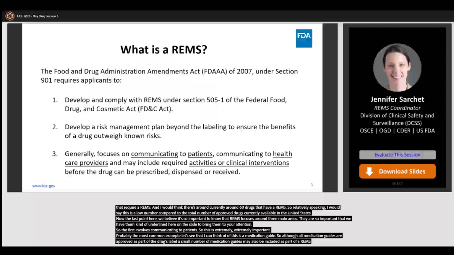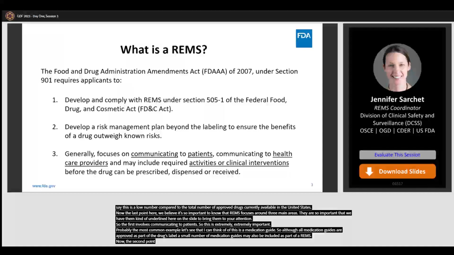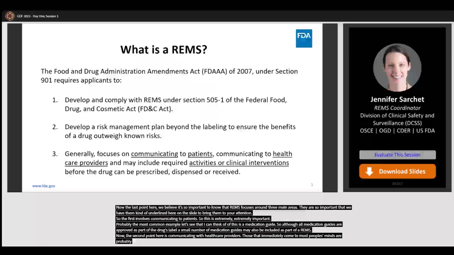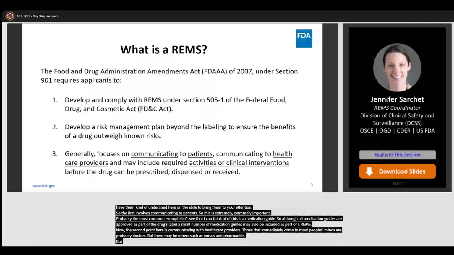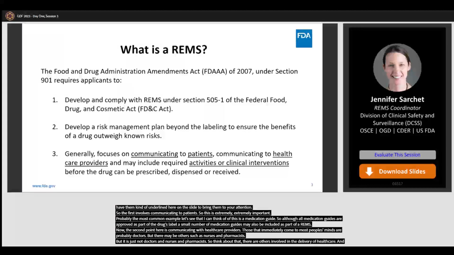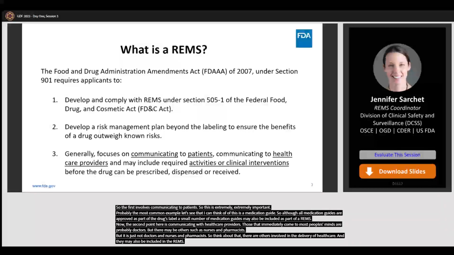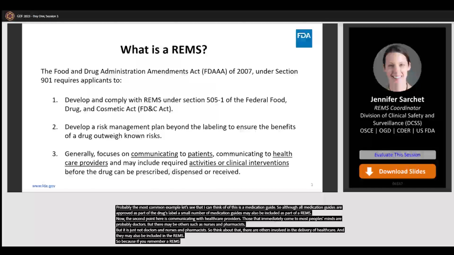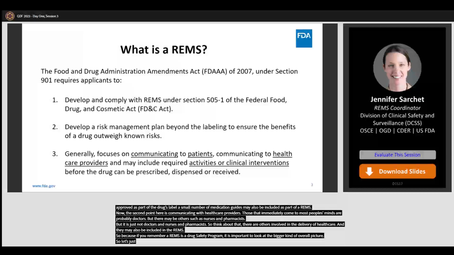The second point here is communicating with healthcare providers. Those that immediately come to most people's minds are probably doctors, but there may be others such as nurses and pharmacists. But it is not just doctors and nurses and pharmacists. Think about that. There are others involved in the delivery of healthcare, and they may also be included in a REMS. Because a REMS is a drug safety program, it is important to look at the bigger overall picture. Let me see if I can paint a picture of this a little bit.